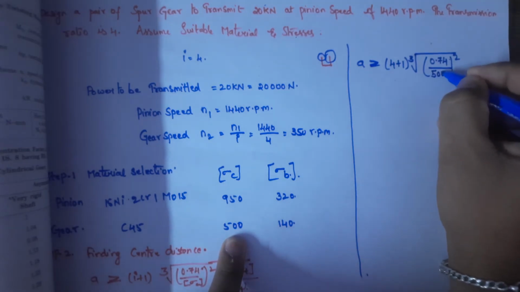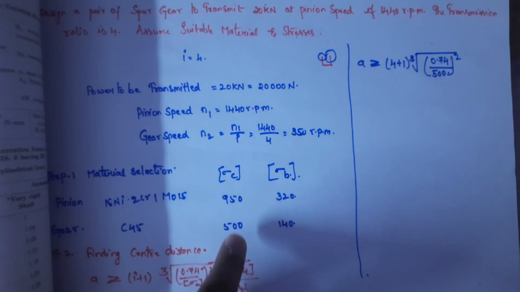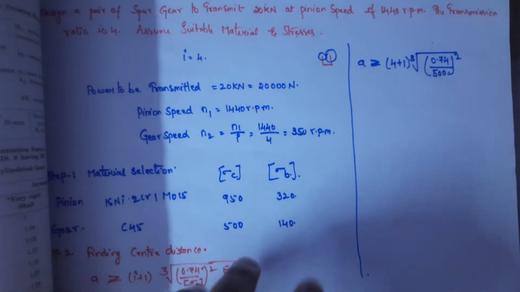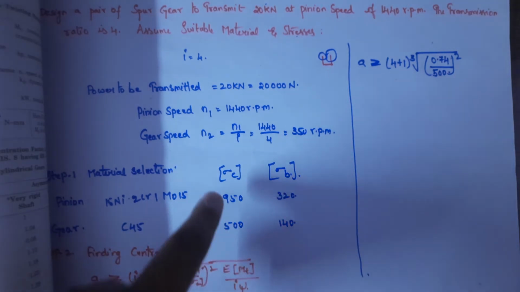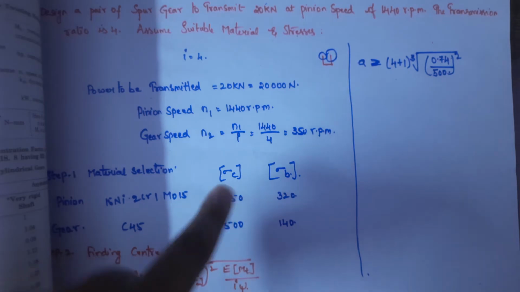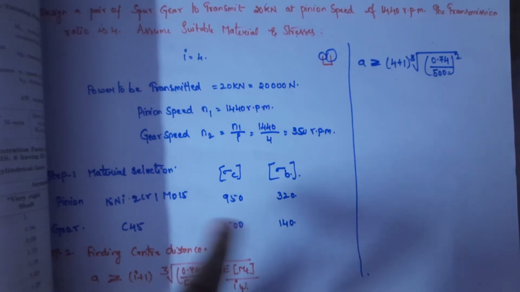Why am I taking the minimum value? Why not the highest value? If you design for the weaker material, that means the less strength material, automatically the high strength material will be in a safe position. If you design the procedure for a less strength material, obviously the material having high strength will be in a safe position. That's why I am going to design the procedure for the less strength material.